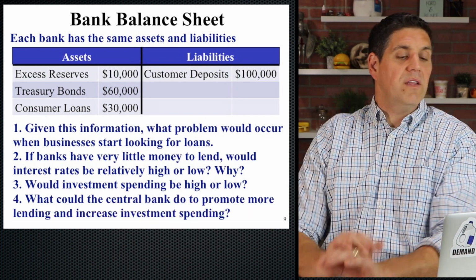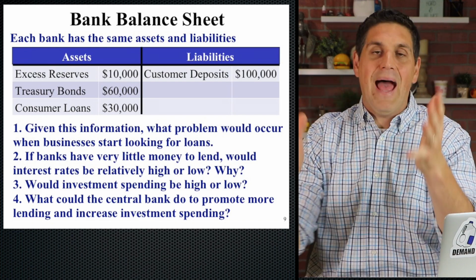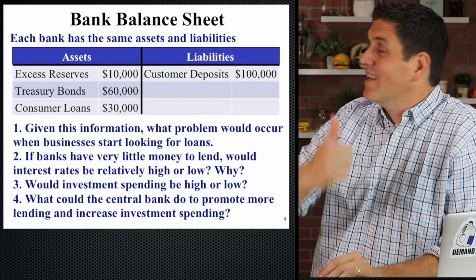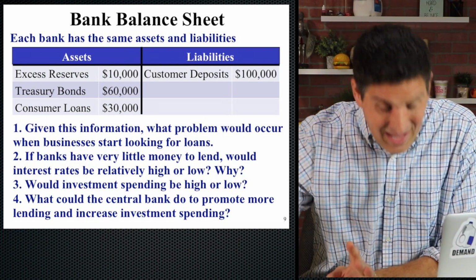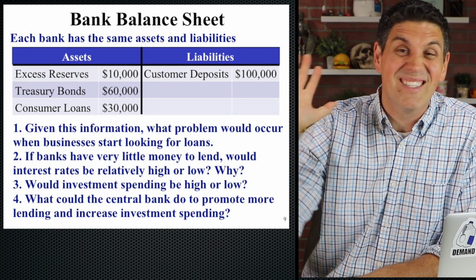Next question, what could the central bank do to promote more lending and increase investment spending? This is asking them about expansionary monetary policy and connecting it, here's the best part, to the bank balance sheet that students learned earlier in the unit. By the way, if you teach regular econ and this is above your pay grade and you don't really talk about bank balance sheets, you can skip this entire part.